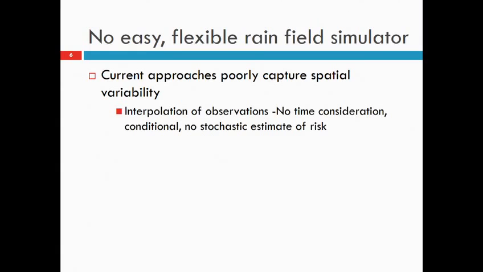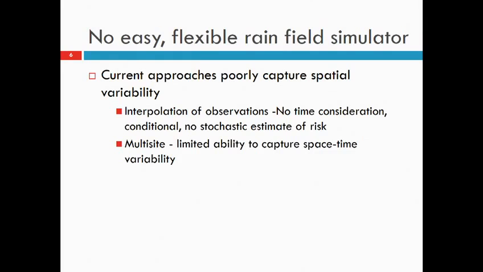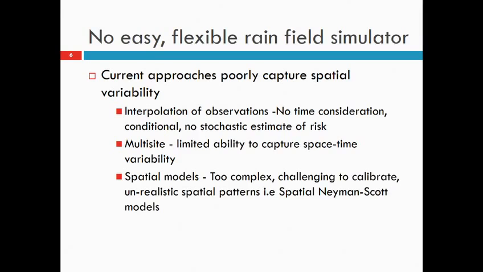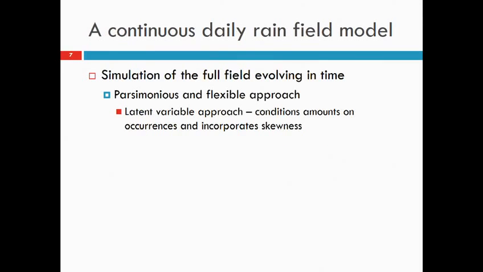Some rely on interpolation of observations, but we're back to that old problem of you only have one realisation and no time consideration. You might come across some multi-site rainfall models, but that's only part of the spatio-temporal relationship, only part of that spatial variability. And then we have some spatial models, but typically ones that are too complex and challenging to calibrate or to use, or perhaps they produce unrealistic spatial rainfall patterns, as for example the spatial Neyman-Scott model.